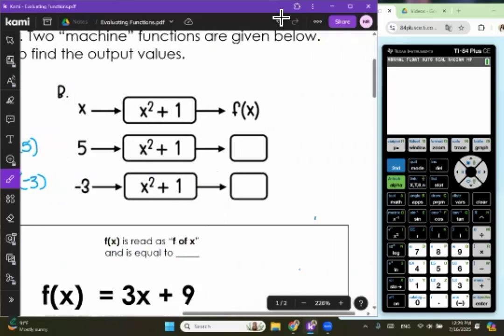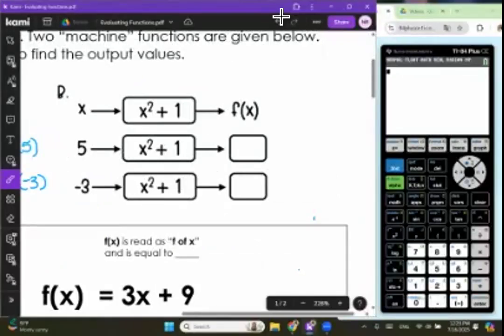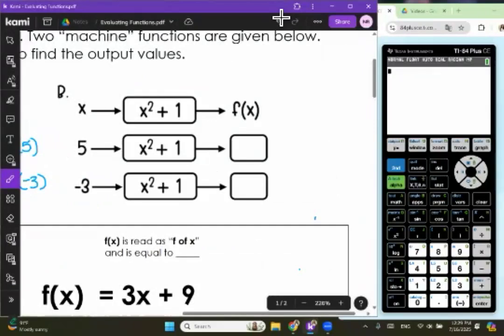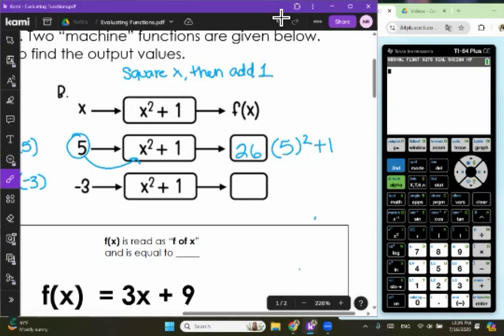Sometimes it's not as easy as that because your rule is a little bit larger. This time, you take the input, you square it. You square x, then what? Add 1. So we take the 5, we put it right there where the x squared is. 5 squared, meaning 5 times 5 is 25, plus 1 is 26.